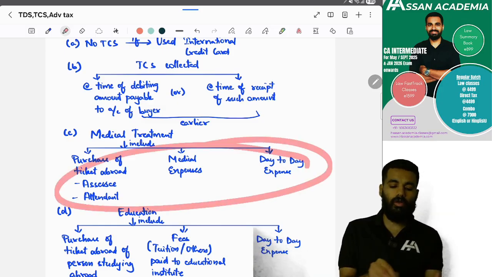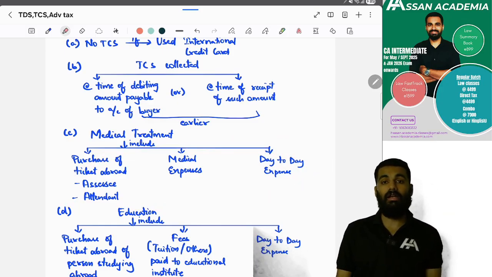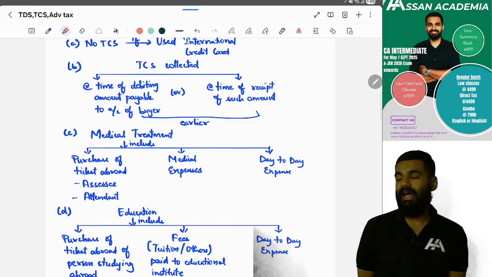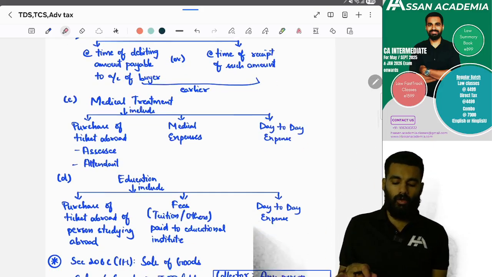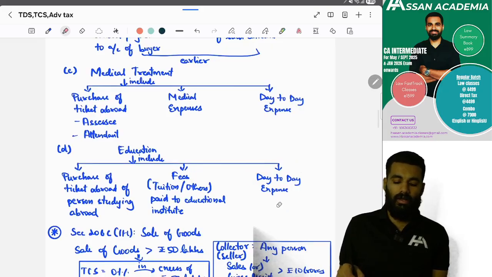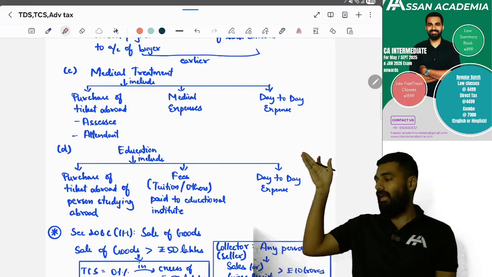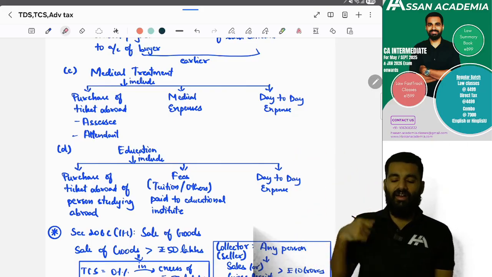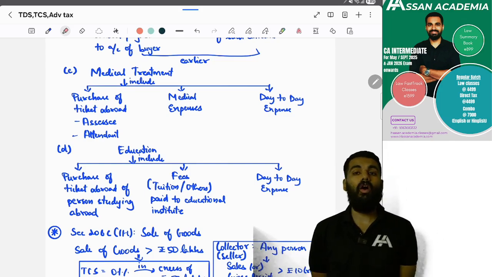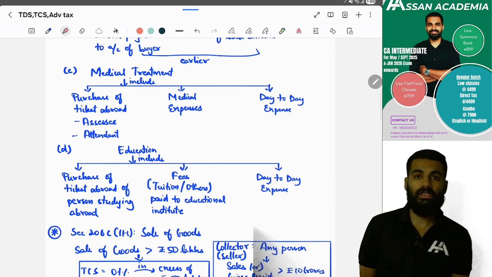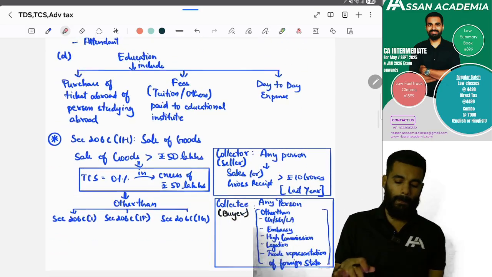And medical treatment also includes purchase of the travel ticket, medical expenses, and day-to-day expenses. And for the person to study abroad, purchasing the flight ticket, and also tuition fee or any other fee given to the education institution will be included.